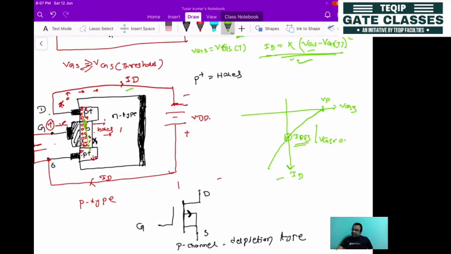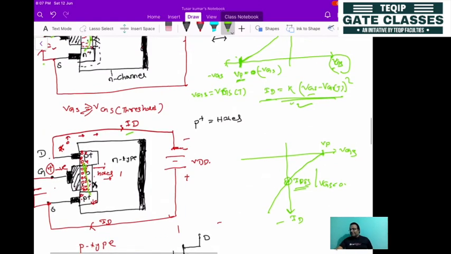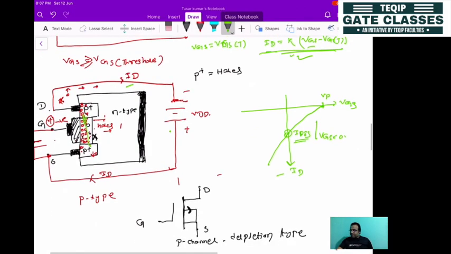Now, this is for the depletion type material. In a depletion type material, the channel is already there. So if you apply a little bit of voltage, the channel will be formed. Then if you go on increasing the drain to source voltage, the pinch off will occur. The gate to source voltage corresponding to that instant is known as the pinch off voltage, that is nothing but VP.